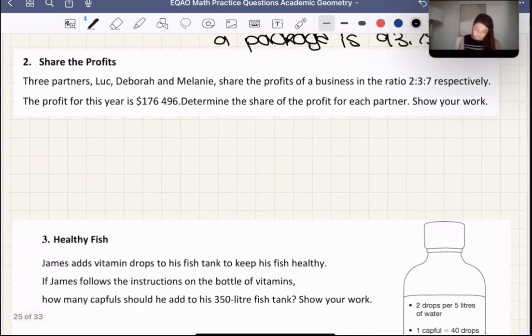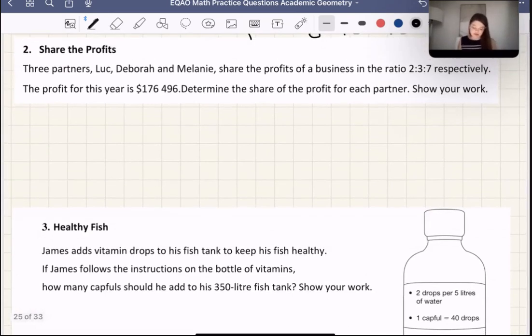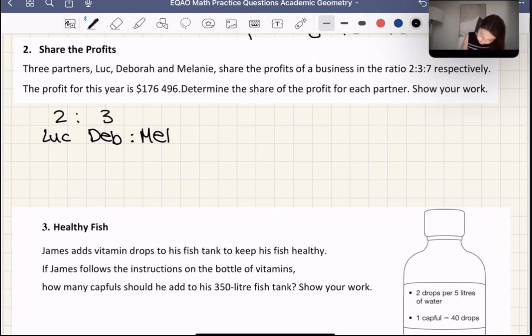Okay, next let's move on to number 2, which is share the profits. 3 partners, Luke, Deborah, and Melanie, share the profits of a business in the ratio 2:3:7 respectively. So that means Luke is ratio 2, and then we have Deborah, and then we have Melanie. So it sounds like Melanie does more of the work than Luke and Deborah because she gets more than they do combined. She gets a lot more of the profits. And so that's just perhaps that she does a lot of the work here for this business.